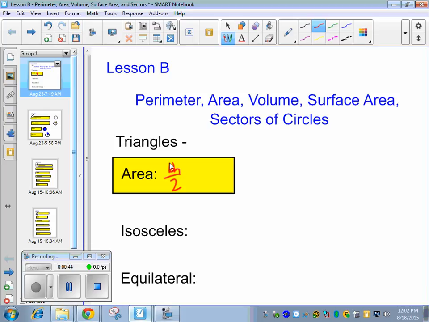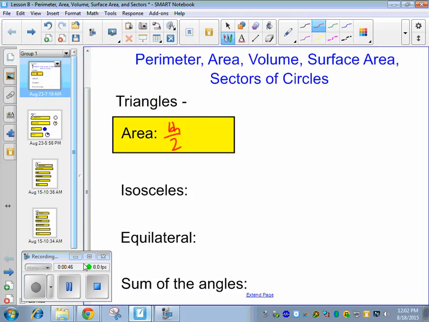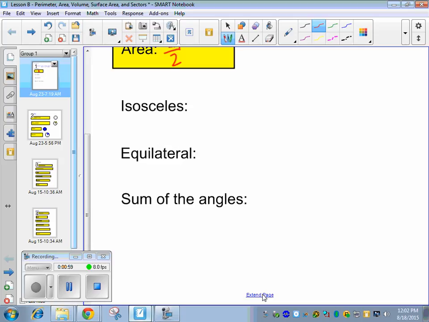Okay. Just a reminder that an isosceles triangle means 2 or more sides that are equal. Okay. 2 or more. An equilateral triangle is 3 sides that are equal. You guys don't have to write that down, but if you want to, that's fine. And then the sum of the angles is really important. So the interior angles of a triangle always add to what? Pablo. Very good. 180 degrees. Okay. That's important.